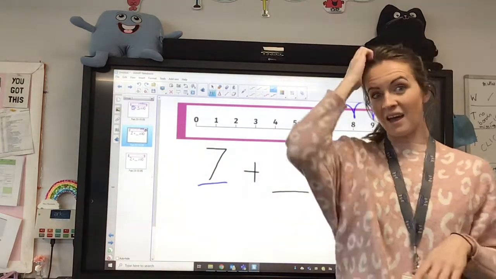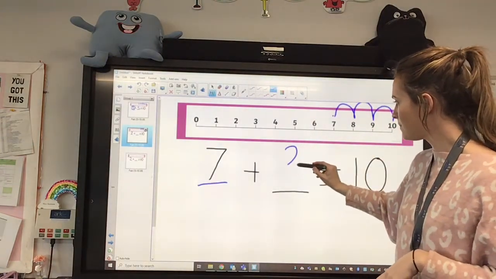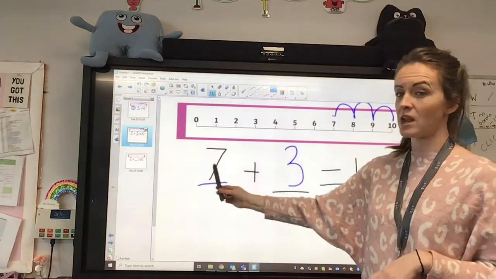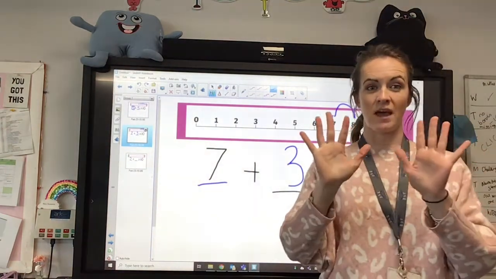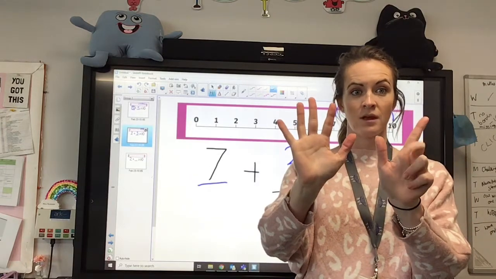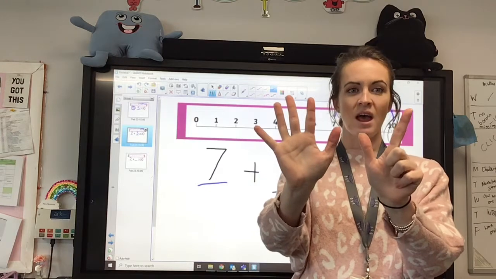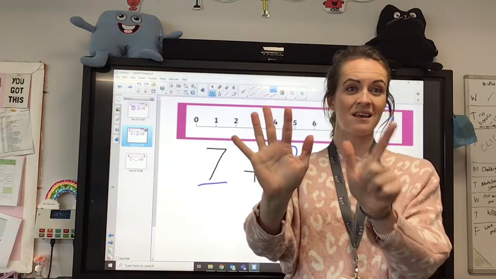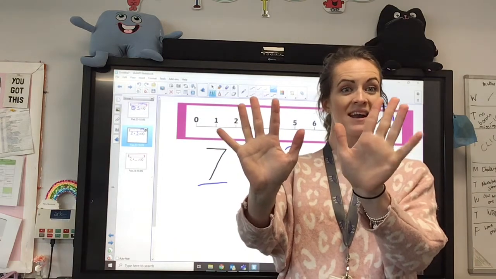Should we check that that is our missing number? So should we put the number 3 in there? So we've got 7 add 3 equals 10. Let's have a look then. So we had 7. There we go. Couldn't get my fingers right then. Show me 7. Got 7. And we're going to add 3 more. And let's see whether that makes 10. So we start with 7, 8, 9, 10.